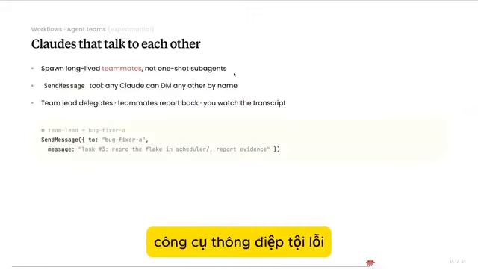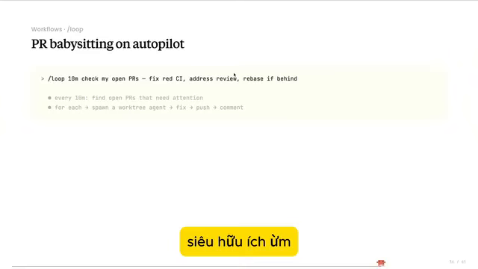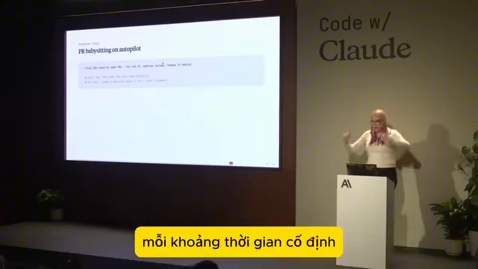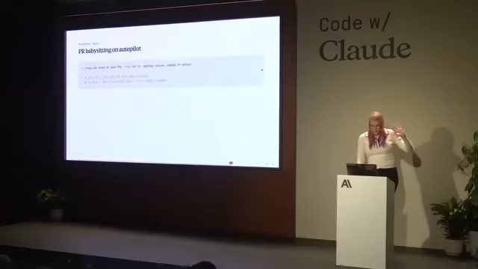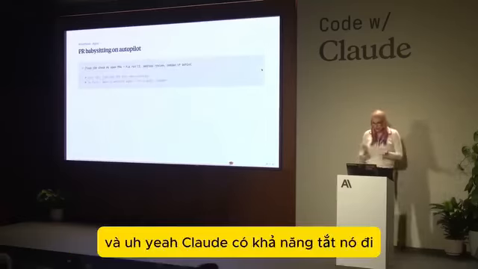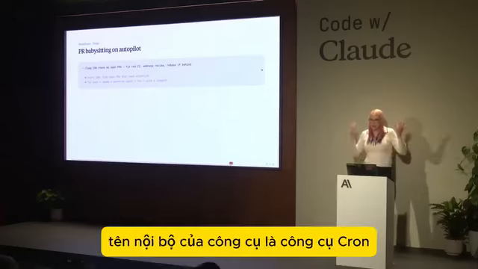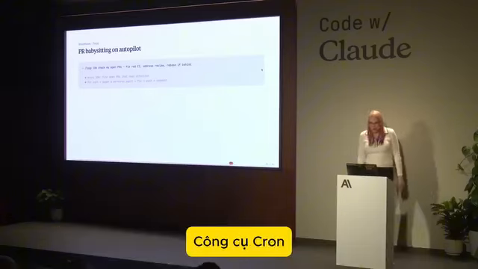So the send message tool. /loop, which we recently launched, is super, super helpful. It literally just runs a prompt every fixed interval of time. So every 10 minutes, it'll run this prompt. Claude has the ability to turn it off when it knows the prompt is no longer relevant. Literally, the internal name for the tool is cron tool, and /loop is just a text command that tells Claude to use cron tool.